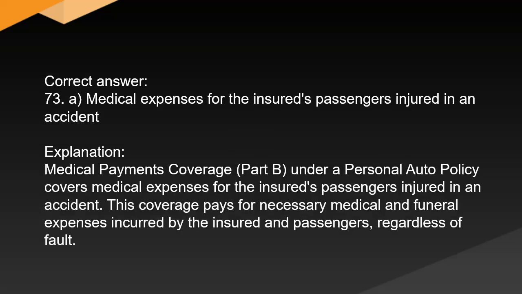Correct answer. A. Medical expenses for the insured's passengers injured in an accident. Explanation. Medical payments coverage, Part B, under a personal auto policy covers medical expenses for the insured's passengers injured in an accident. This coverage pays for necessary medical and funeral expenses incurred by the insured and passengers, regardless of fault.